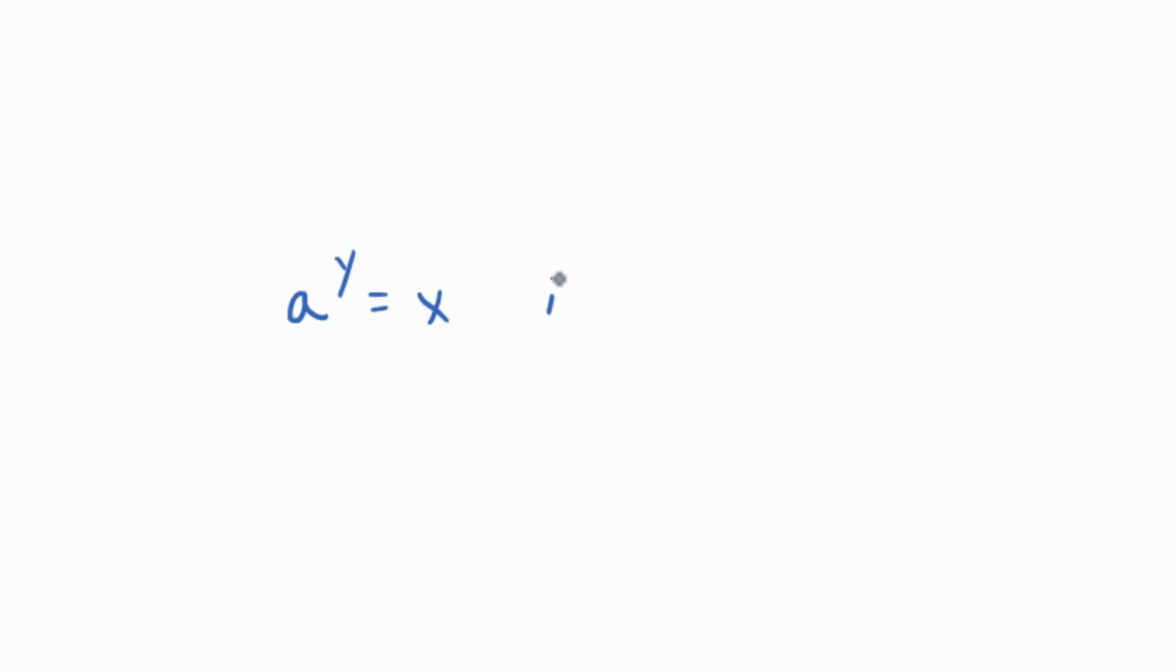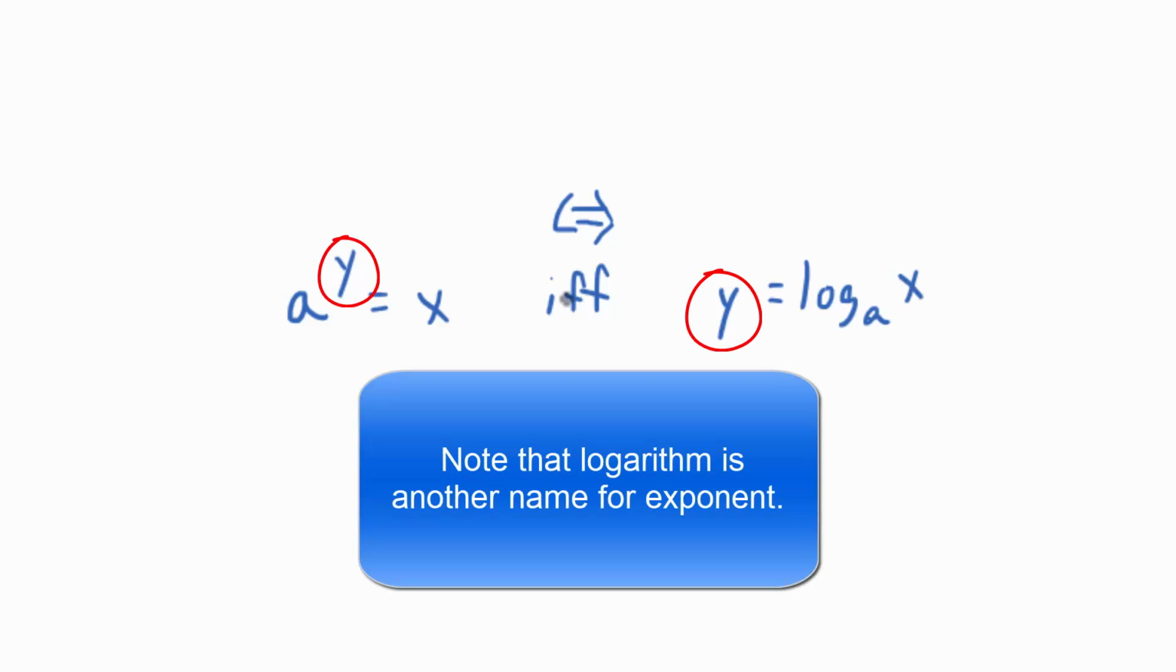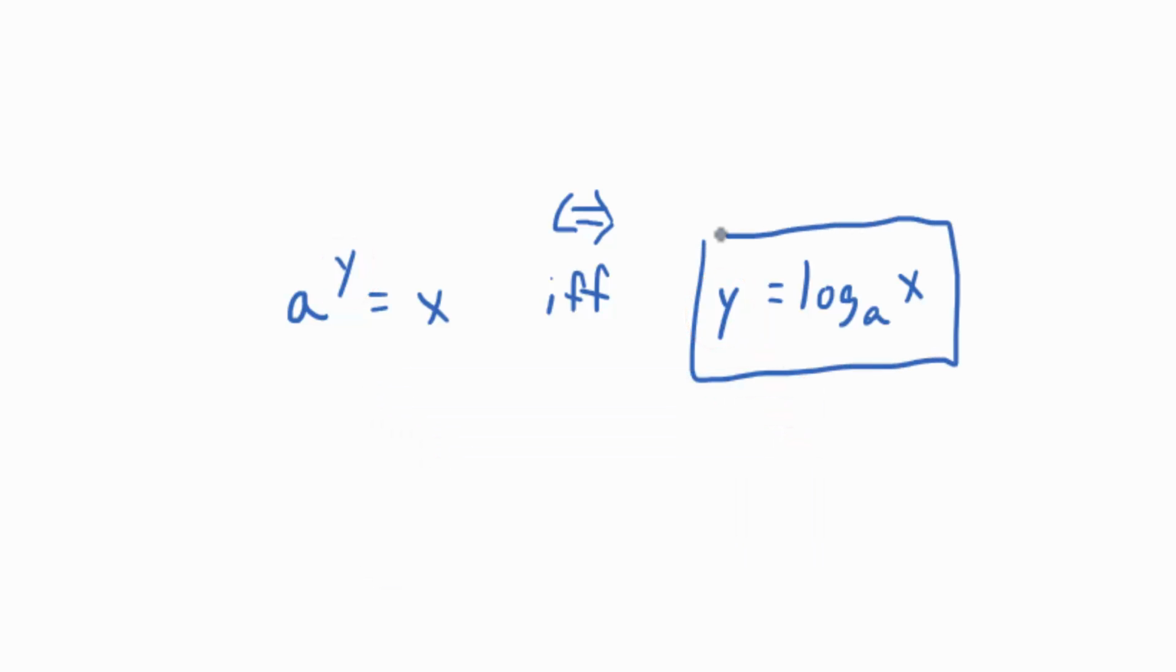Yeah, this is true if and only if, or I don't remember. In the video, I might have used the double-sided arrow. They both mean equivalent to. So a to the y equals x is equivalent to y equals log base a of x. That's essentially our working definition of logarithm or logarithmic form. This is log form, logarithmic form. This is exponential form.